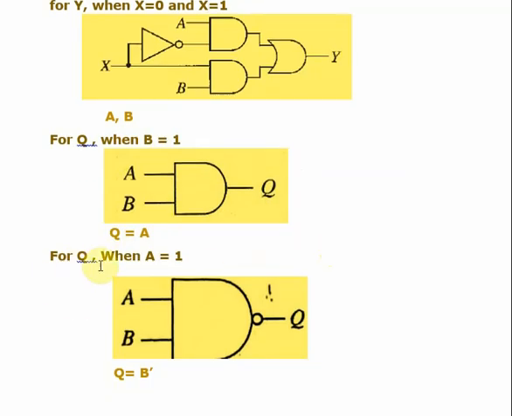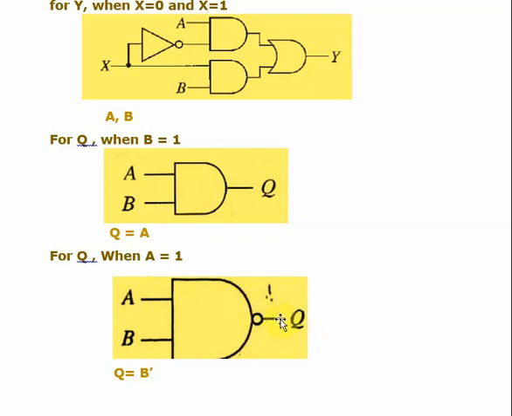Then for Q, when A is equal to 1, what is the value for Q? Now see here, this is an AND gate, this is a NAND gate, not, right? If A is equal to 1, we don't know the value of B. If B is 1, the AND gate gives 1, but it is NAND, so the final output is opposite to that. Here AND is giving 1, which means the NAND is giving 0.